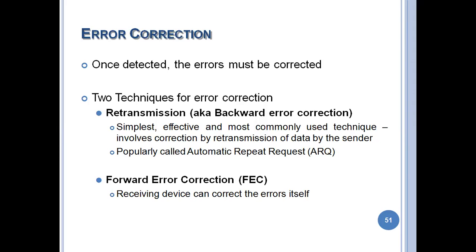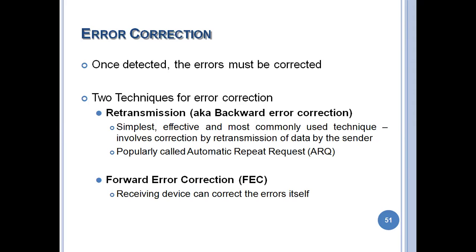Immediately retransmitting the data packet is one of the best solutions for correcting the errors. So once detected, the error must be corrected. There are two techniques for error correction. One is retransmission, that's what we discussed, and the second one is forward error correction. Retransmission means if a frame is lost, we can immediately retransmit that frame.